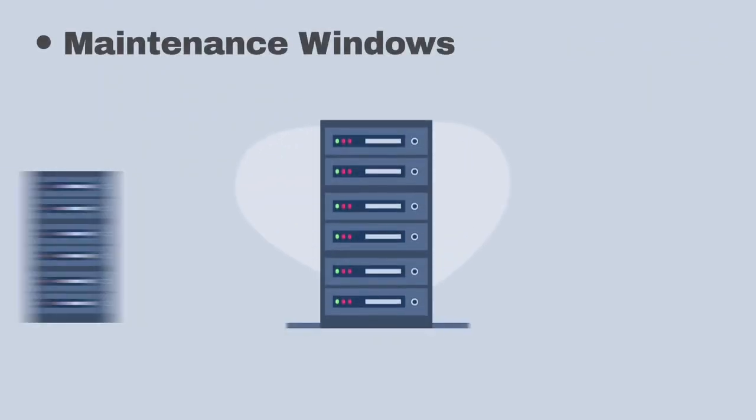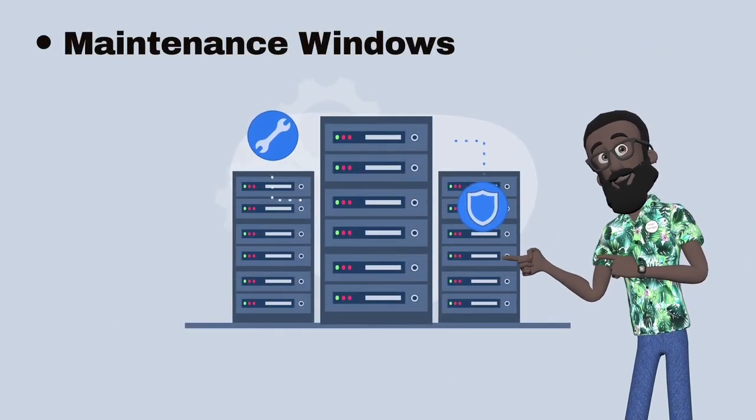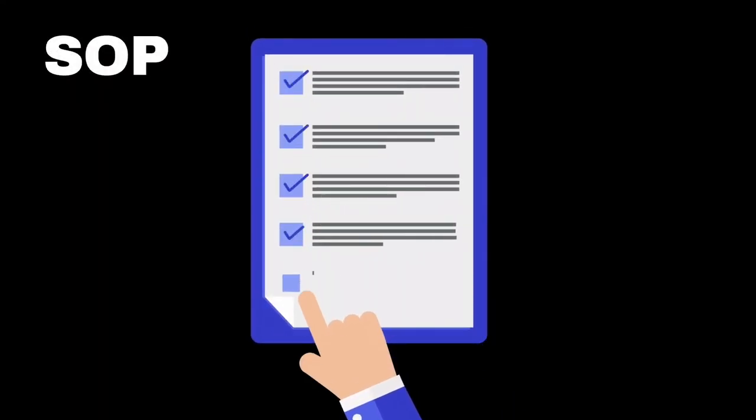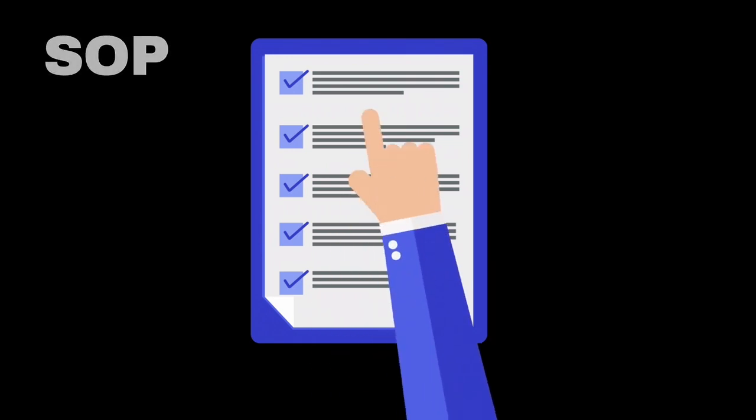The next concept is maintenance window. Organizations schedule changes during low usage times, called maintenance windows. This helps to minimize business impact. And the last concept is SOP, Standard Operating Procedures. These provide step-by-step instructions for performing changes safely and consistently.